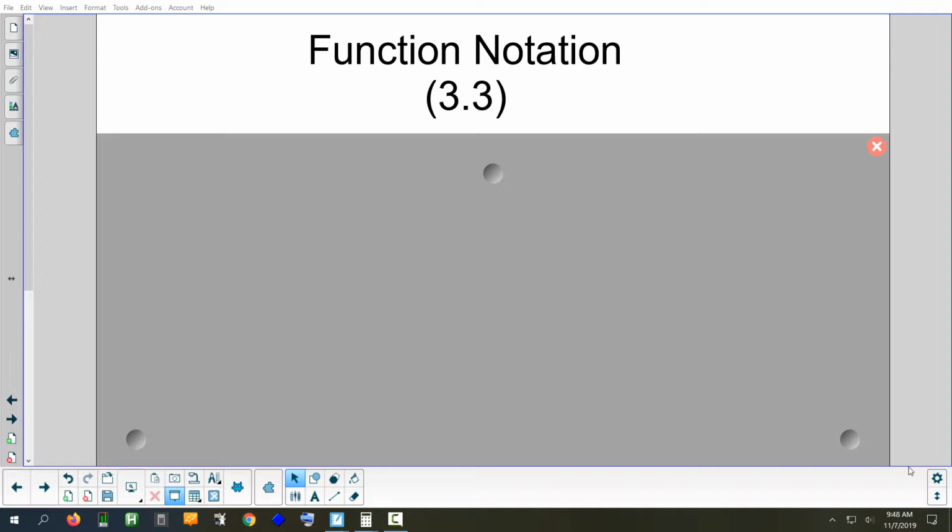So the last section we're going to look at this week is 3.3. And we're not really going to be doing anything new in terms of calculation. I'm just going to show you a different way to write something.